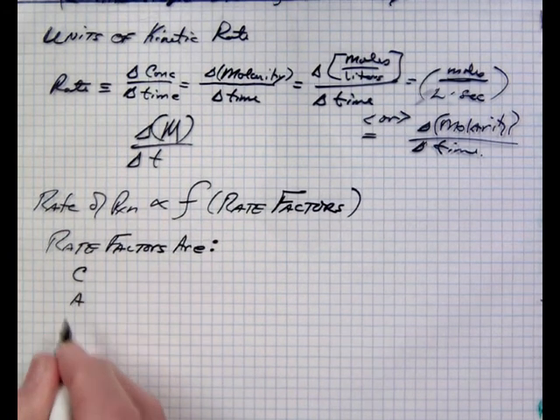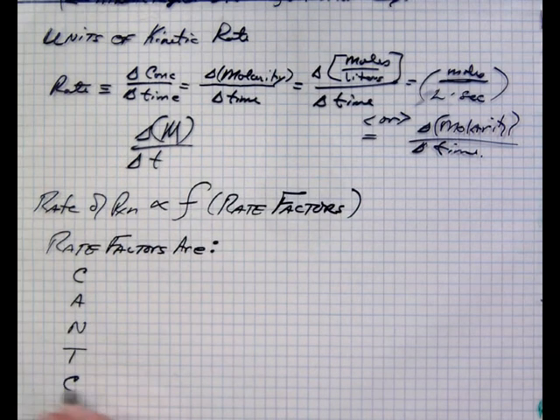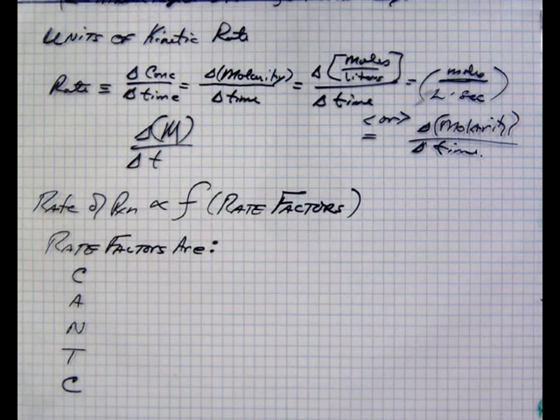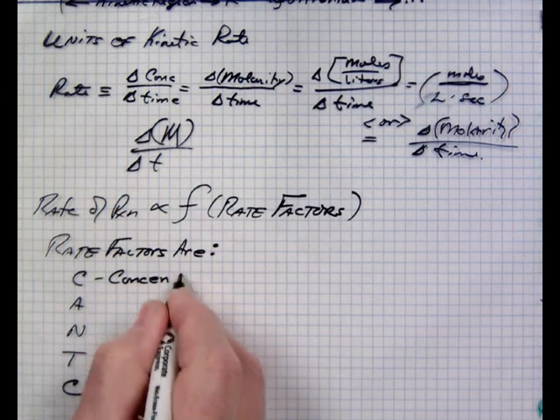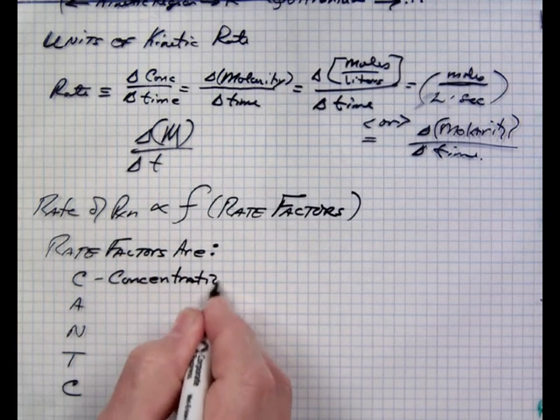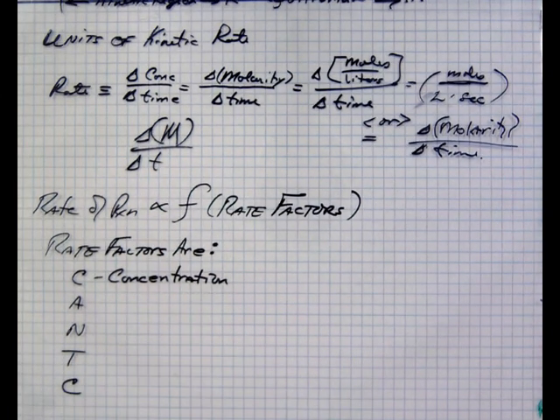C, A, N, T, C. Can't see. That's an easy enough acronym to deal with. Can't see. This C stands for concentration. So if you change the concentration of one of the components of the reactants, you might or might not change the rate. If it doesn't change, it's called zero order. But for the most part, you will change the rate or have an effect on the rate of reaction.